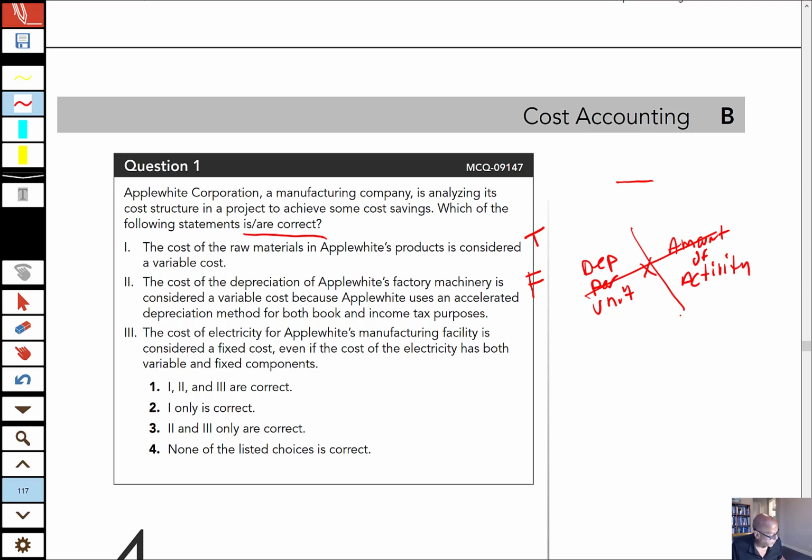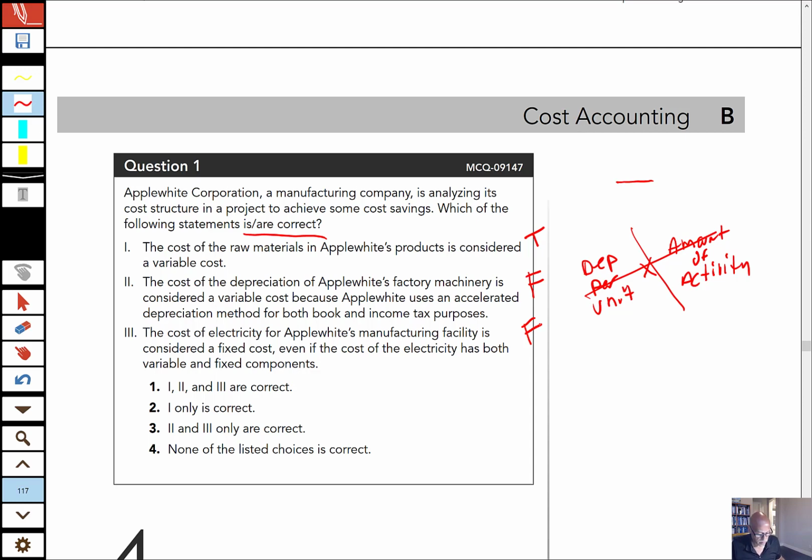Okay, number 3, so number 2 is false. The cost of electricity for Applewhite's manufacturing facility is considered a fixed cost, even if the cost of electricity has both variable and fixed components. No, we have a name for that. We call that a semi-variable or a mixed cost, as we saw on the previous page. So that is also a lie.